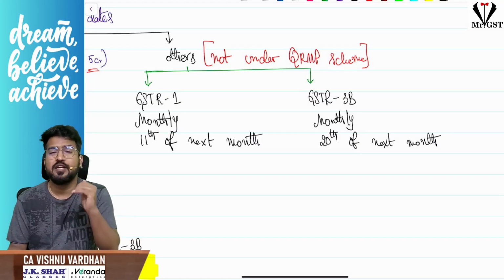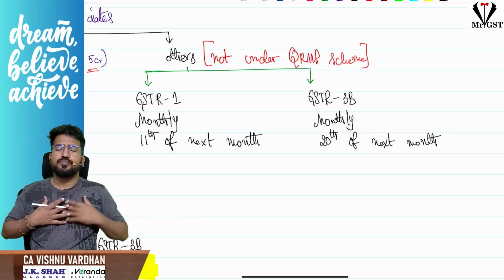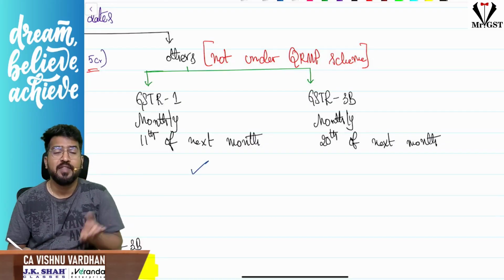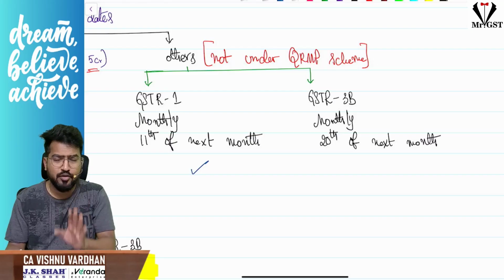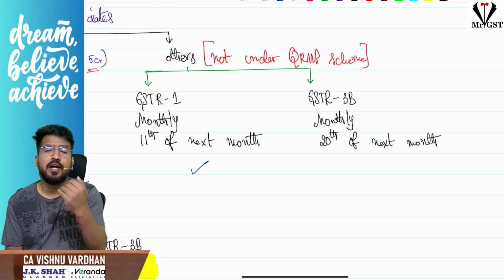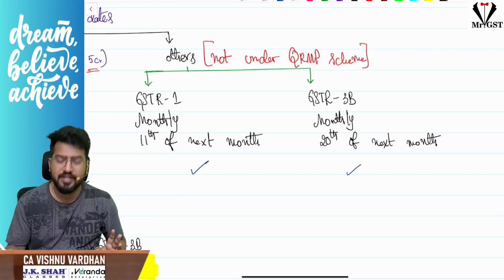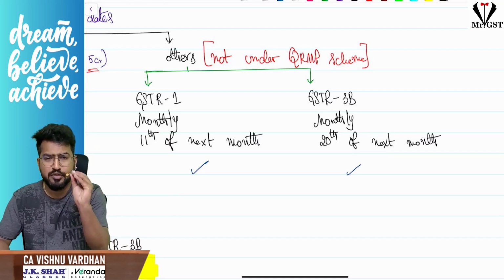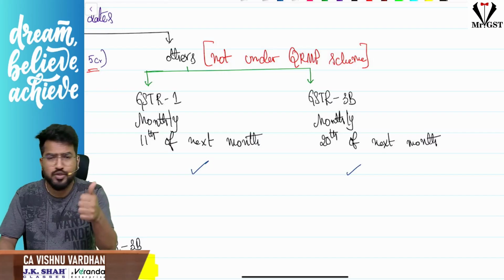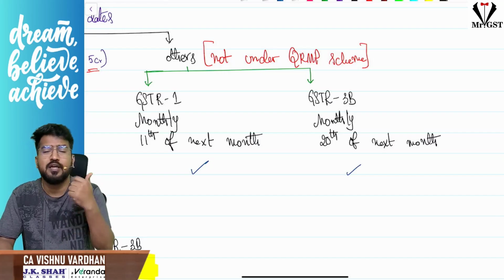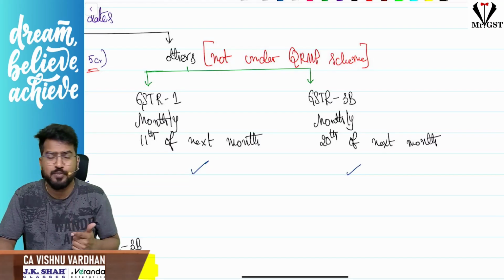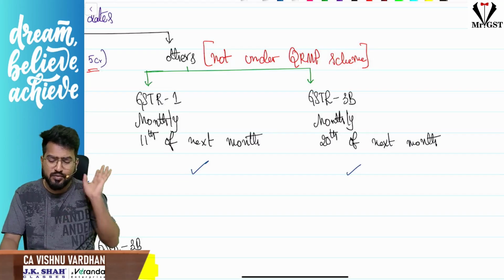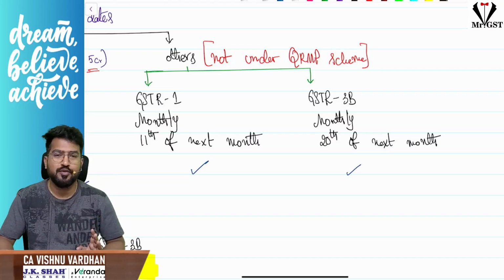So that way, every month, once the month is over, on the 11th I will file GSTR 1, and that month's 2B will be generated on the 14th. I will check the 2B and file my GSTR 3B on the 20th of that next month, and close that month. For example, for June, on July 11th I will file GSTR 1, on July 14th GSTR 2B is generated, and by July 20th I will pay my taxes and close it. This is what people who have not opted for the QRMP scheme generally do.